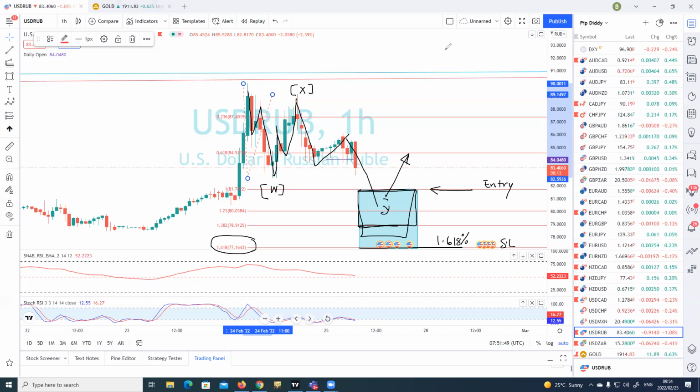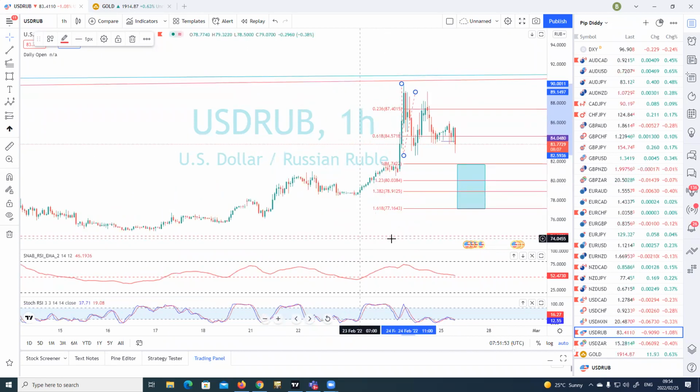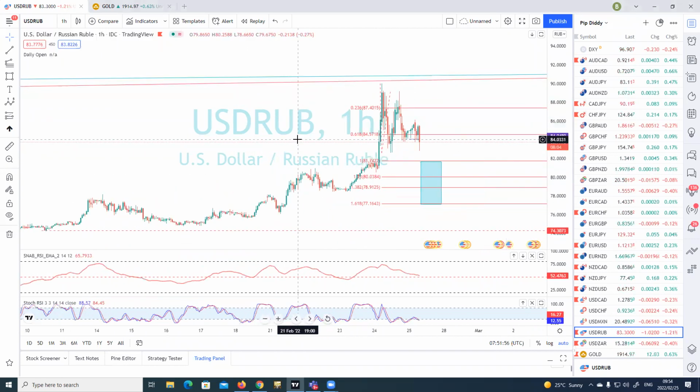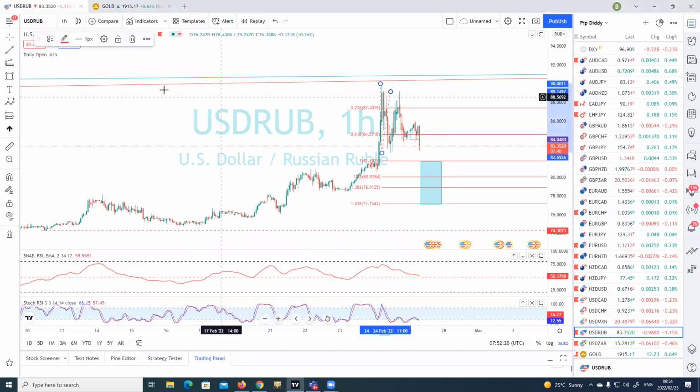But overall, the invalidation level for the whole structure, for the overall count, is at this level here. This is another structural level. So I don't expect the price to come and trade down below this line. Otherwise, that's going to invalidate the whole count that we have here. So for now, we just watch price action around the blue box area with our trade in position.